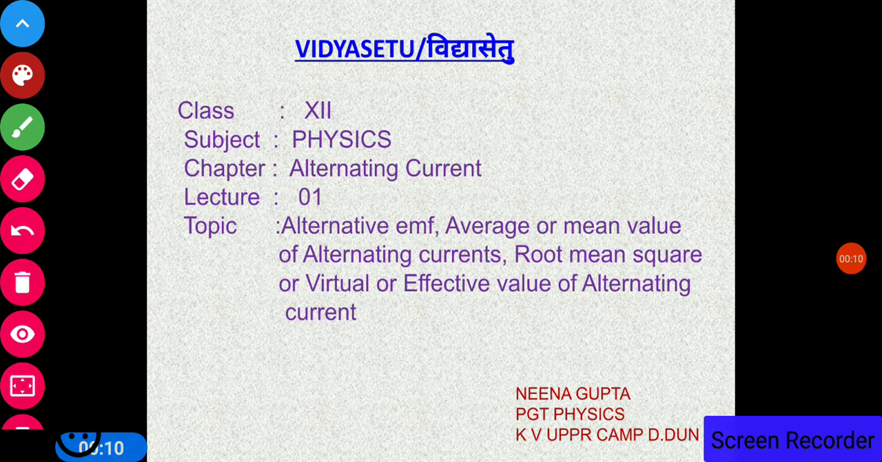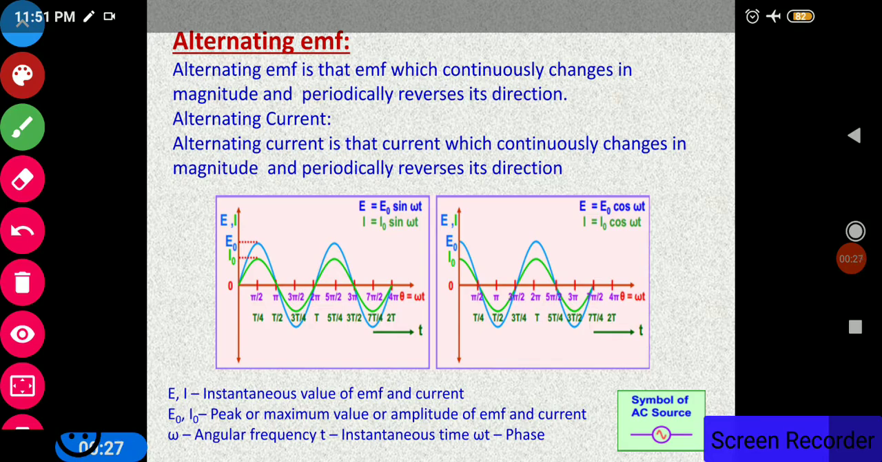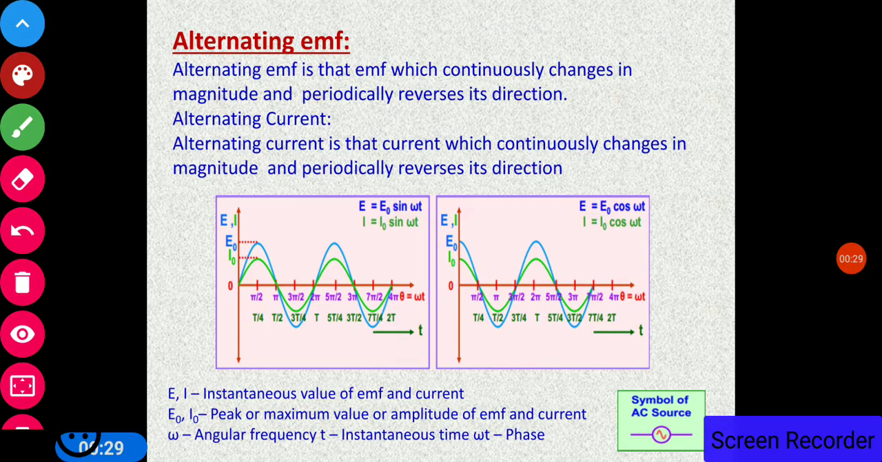In today's lecture, I am going to cover the topics average or mean value of alternating currents, root mean square or virtual or effective value of alternating current. So let us first understand what is alternating EMF.